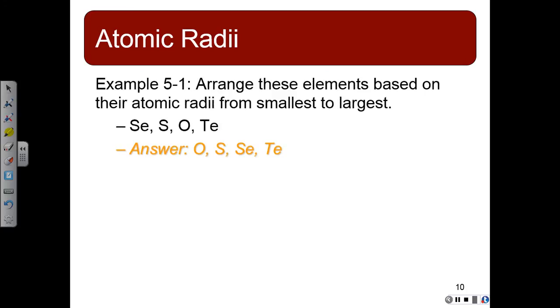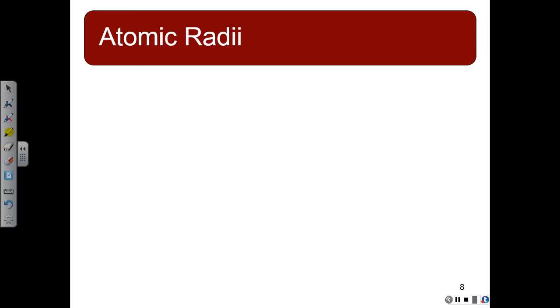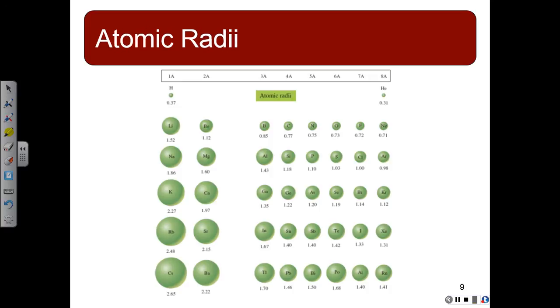Let me go back here real quick. When we're dealing with trends, students can look at this in two different ways. You can just remember exactly what I just said: as you move down, it gets bigger, and as you move across, it gets smaller. Or you can remember that down furthest left, cesium is the largest atom. There's francium below it, but it's not naturally occurring.